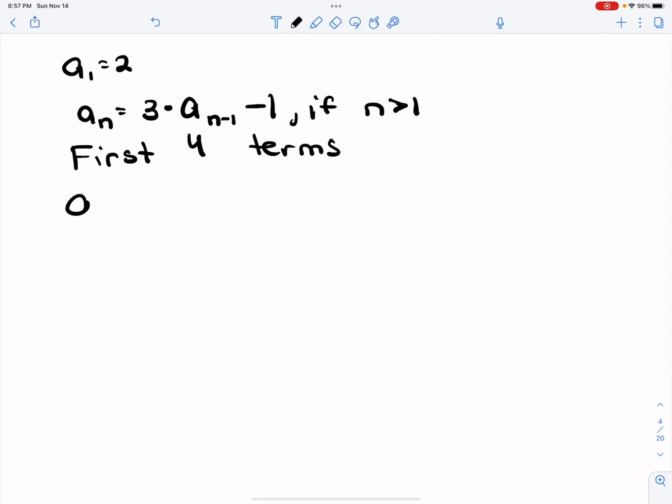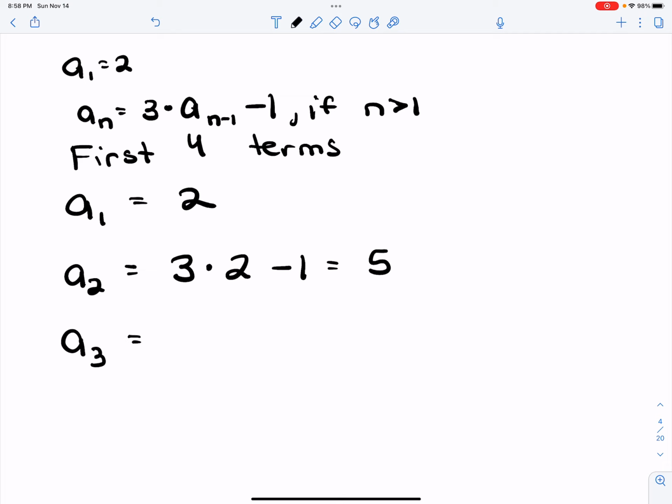Well, a sub 1's already basically found for us. We know it's 2. But if we want to find a sub 2, we've got to do 3 times a sub n minus 1, which means go to the previous term, because n right now is 2, and 2 minus 1 is 1. So go back to a sub 1, which is 2, minus 1. So 3 times 2 is 6, minus 1 is 5.